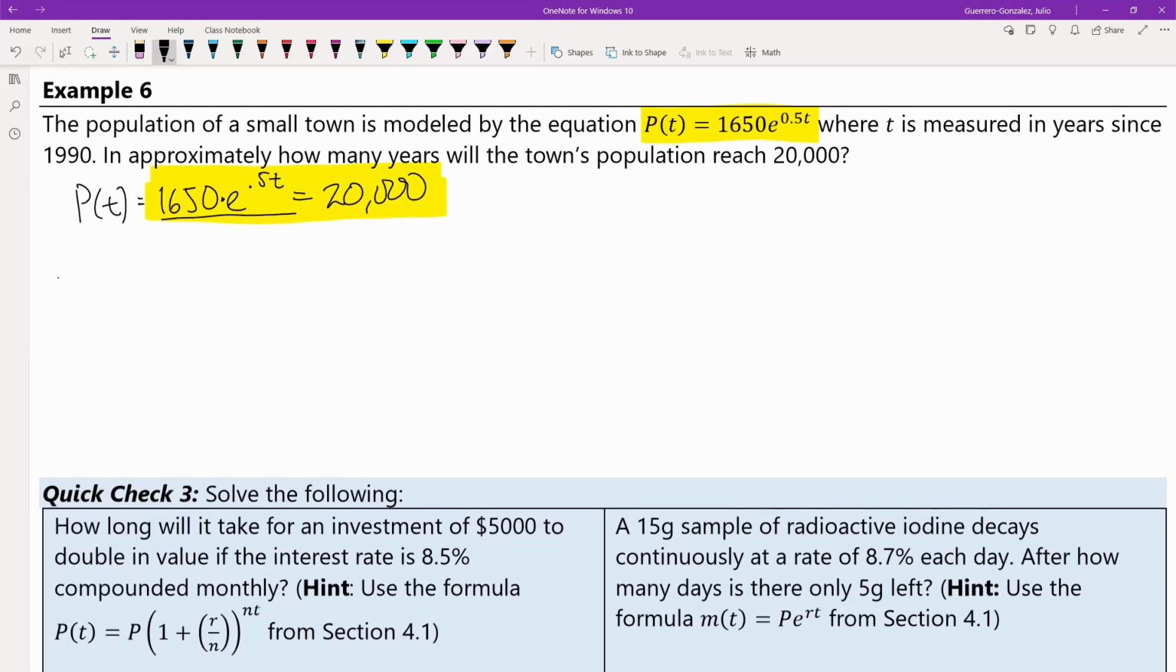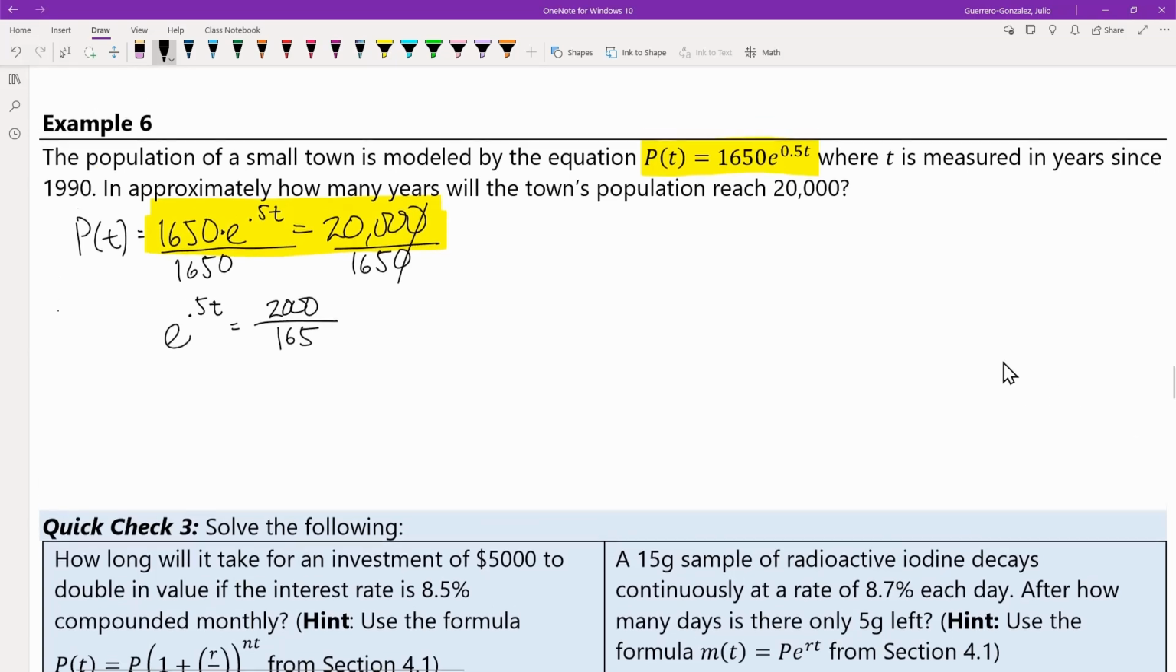So I'm going to divide away the 1650. Okay? The zeros cancel. So I get left with this. e to the 0.5t is equal to 20,000 divided by 1650, which is 2,000 divided by 165.